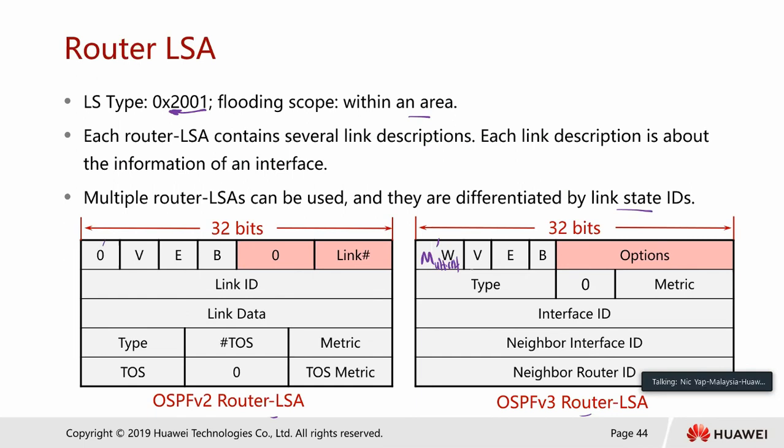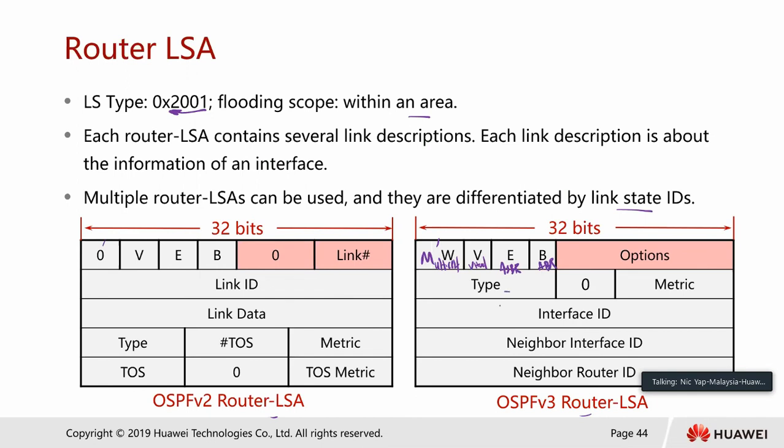The V represents the virtual connection, which means a V-link. E is an ASBR, and B is an ABR. Those are the bits telling you that right now the interface I connected is connecting to the ASBR, to the ABR, or to the virtual connection. They give you the idea of where you're connecting across to.